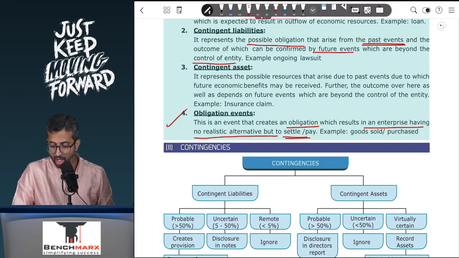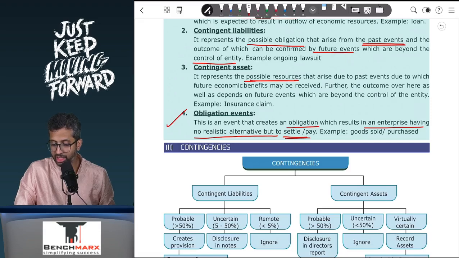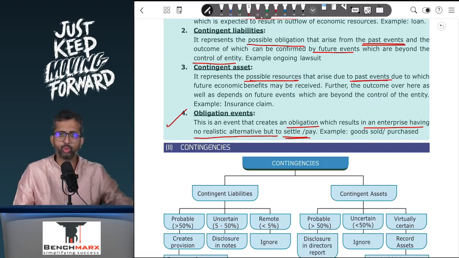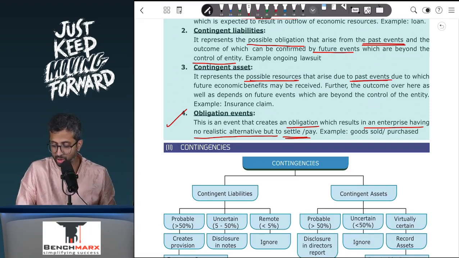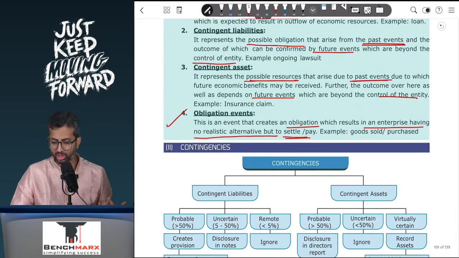If there's a contingent asset, on the other hand, this represents possible resources that arise due to past events. Possible resources, like if you put a lawsuit on someone, that is a contingent asset. Further, the outcome over here also depends on future events that are beyond the control of the entity, like an insurance claim, for example.